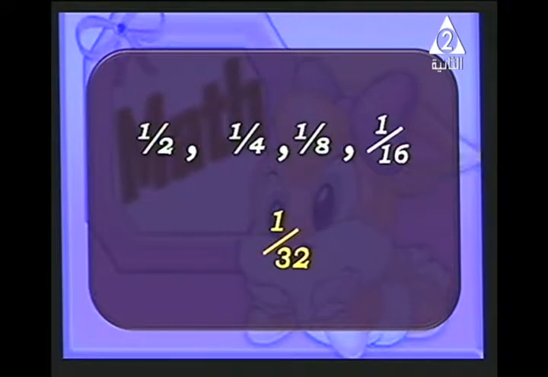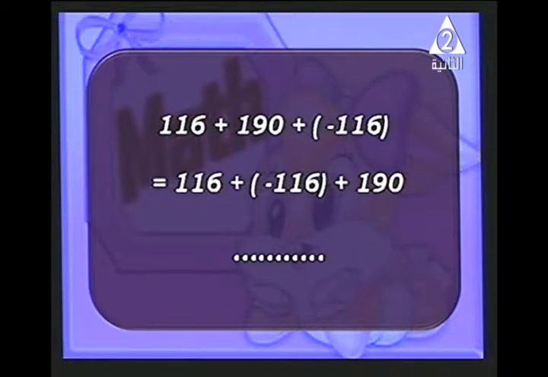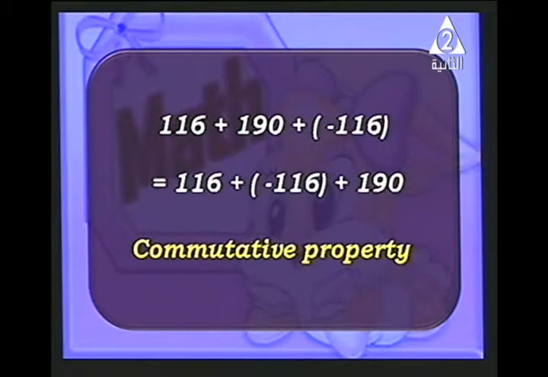Another example. 116 plus 190 plus negative 116 equals 116 plus negative 116 plus 190. This is one of the properties you have taken for addition. Which property is it? Yes, that's correct. It is commutative property.